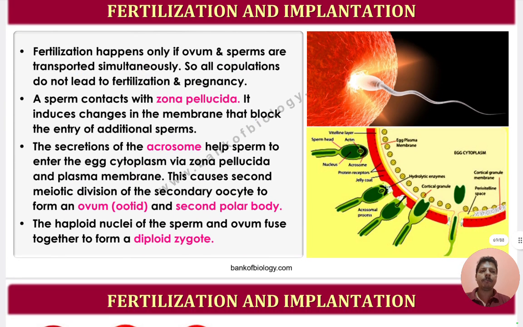Here you can see this diagram. Sperm coming, then protein receptor. Here the acrosomal process occurs, hydrolytic enzymes here, and here you can see egg cytoplasm. So what it said, this causes the second meiotic division of the secondary oocyte to form an ovum and second polar body. The haploid nucleus of the sperm and ovum fuse together to form a diploid zygote.